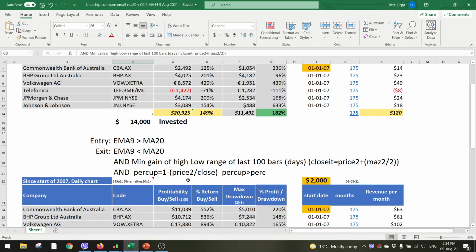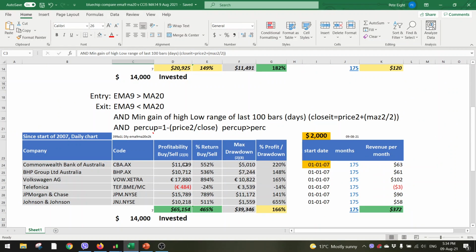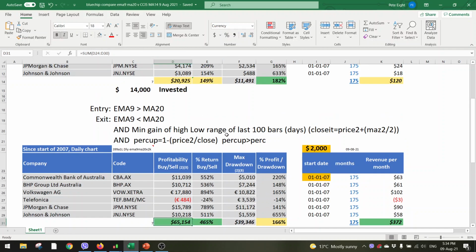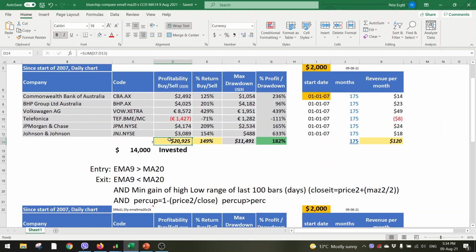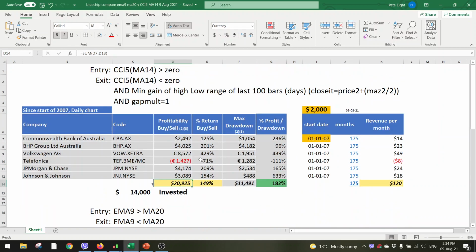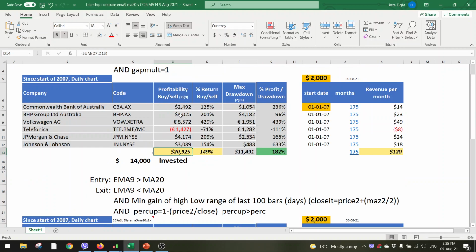In essence, I just want to basically show you the end result. The EMA 9 has generated the highest revenue and the highest ratio versus the other 2 using the CCI. Now, out of all the 3, I would probably choose this one because it's a nice balance. It minimizes the drawdown, albeit with a lower profitability.